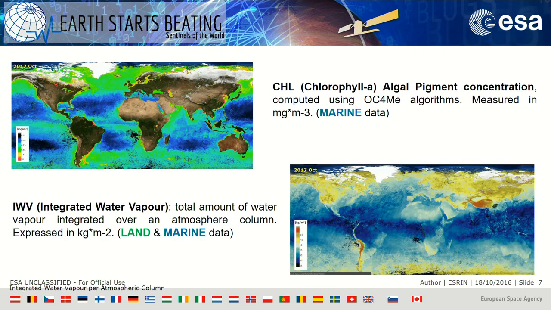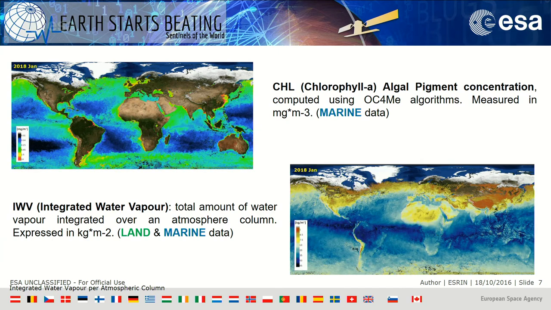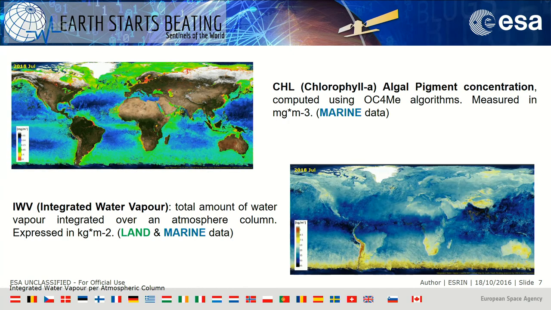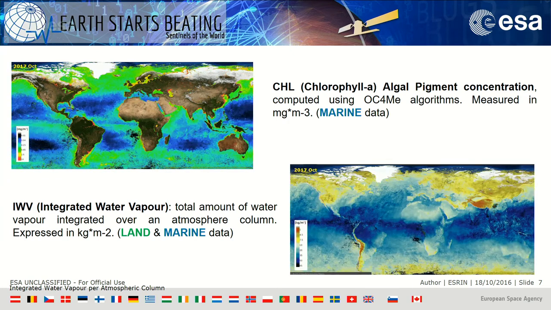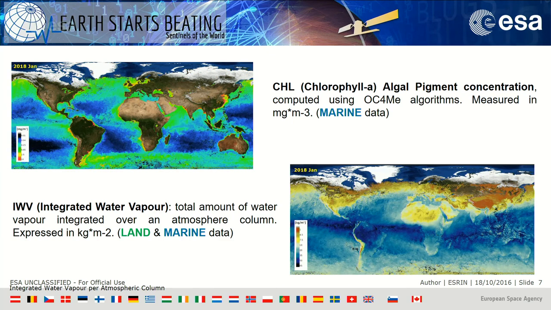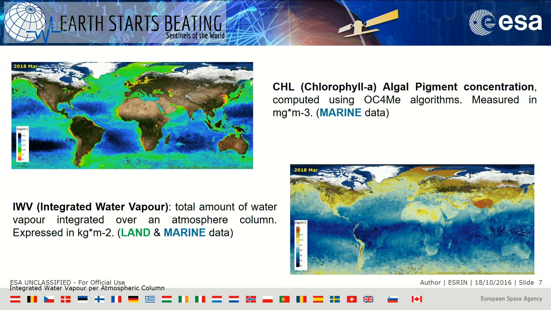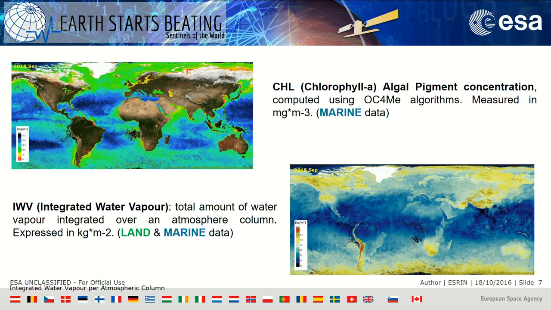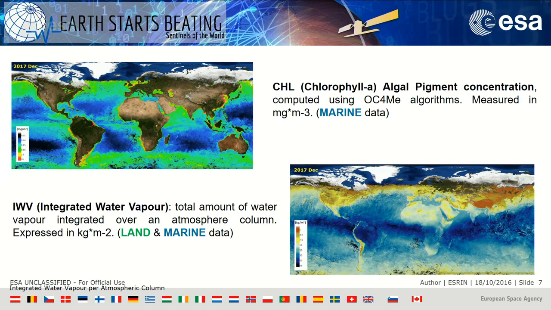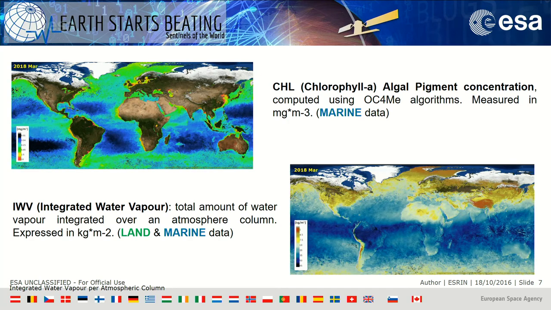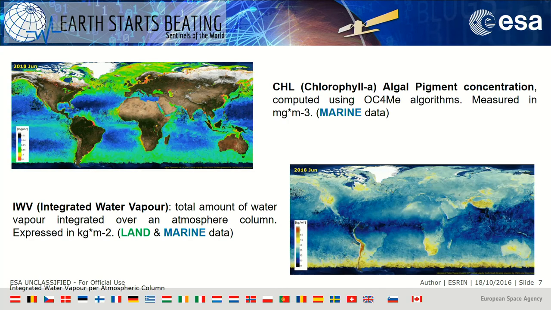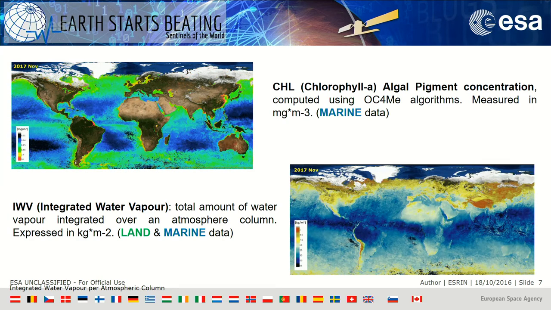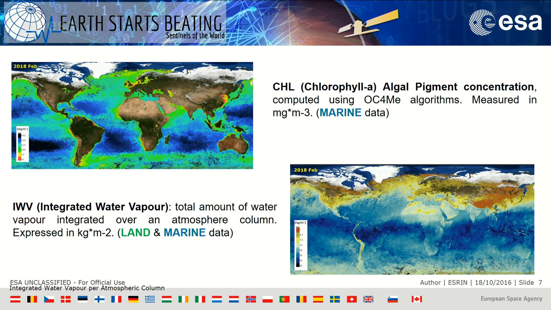An example of marine services is the algal pigment concentration. It is a measurement of the amount of algal concentration in the sea, and it's an index of the health status of the sea. In particular, it's related to the cycle of phytoplankton, and so it's also an index of the status of the ocean and of the sea for oxygen generation and for the amount of marine resources in the sea.